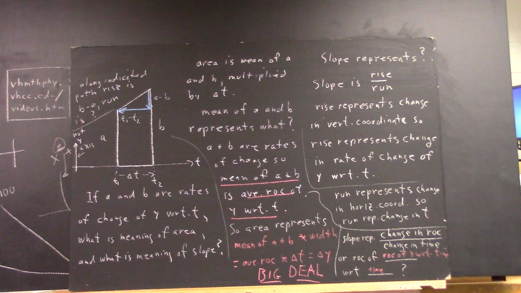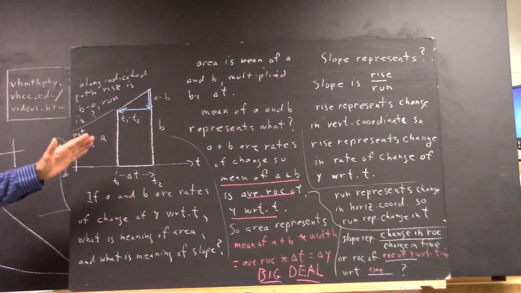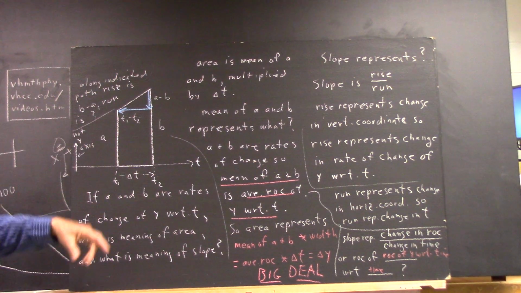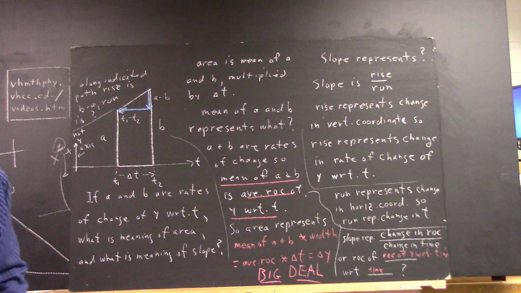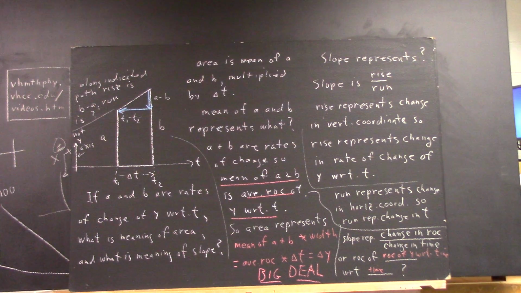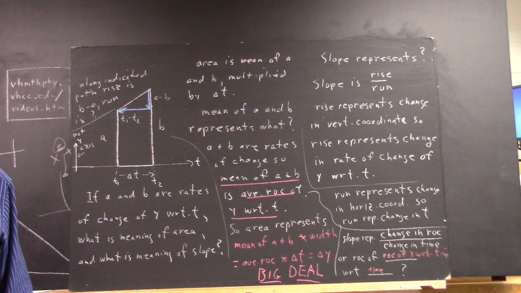Now this means that no matter what A and B represent, the slope is going to represent an average rate of change of that thing with respect to whatever this thing is, right? Always. Now, usually that makes sense. Okay?